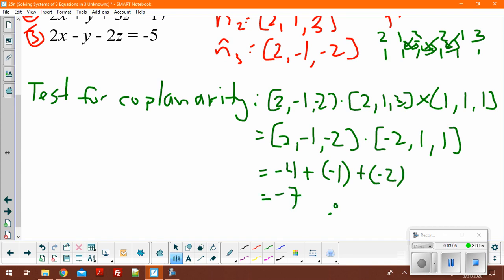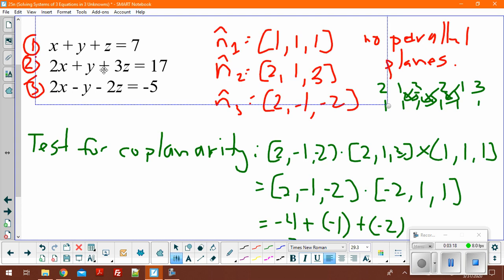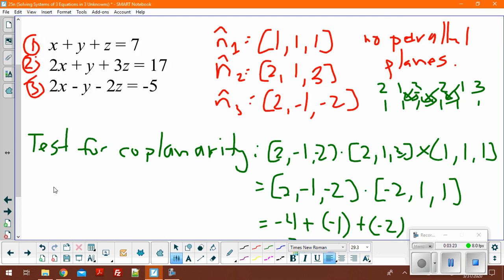Therefore, this is a type 4 system. The triple scalar product was not equal to 0, so I have type 4. Now that I know that, I'm ready to start solving the system. I'm just going to copy it down again so I can see it here.